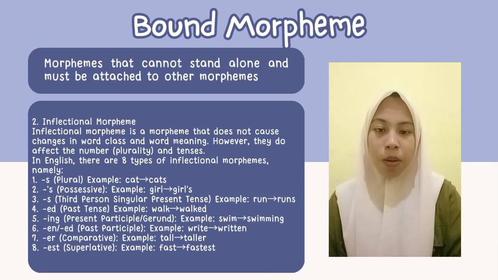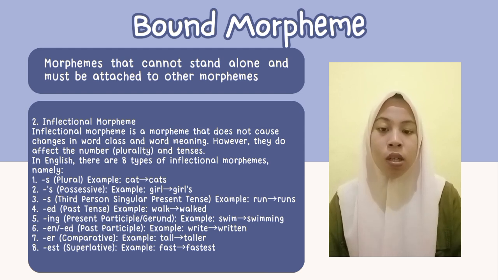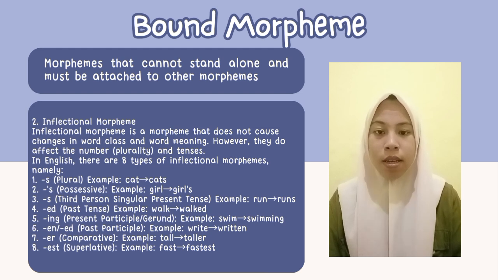Second, inflectional morpheme. An inflectional morpheme is a morpheme that does not cause change in word class and word meaning. However, they do affect the number or plurality and tenses. And in English, there are 8 types of inflectional morphemes, including plural marker, possessive, third person singular present tense -s, -ed past tense, -ing present participle or gerund, -en or -ed past participle, -er comparative, and -est superlative.